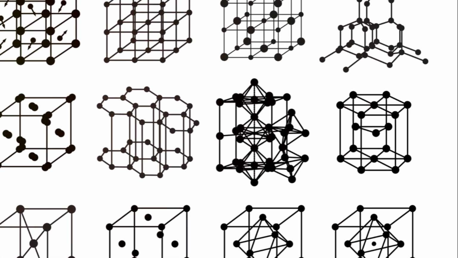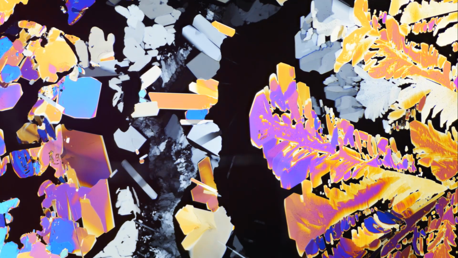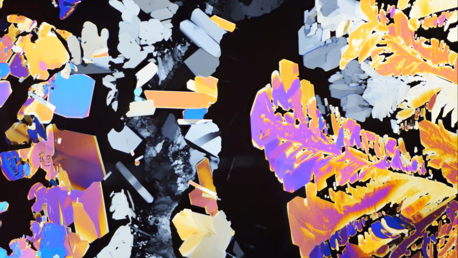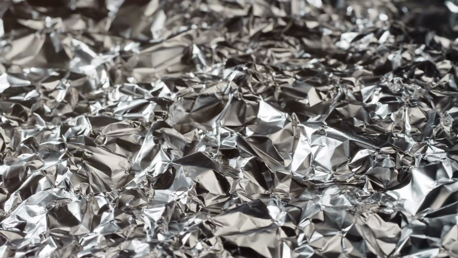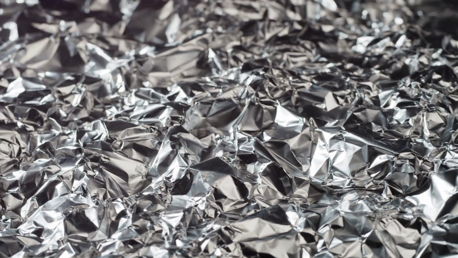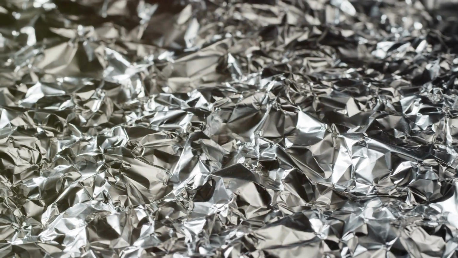But metals can also be polycrystalline. This term describes a material made up of many tiny crystals or grains. Consider a beach, where each grain of sand represents a crystal.